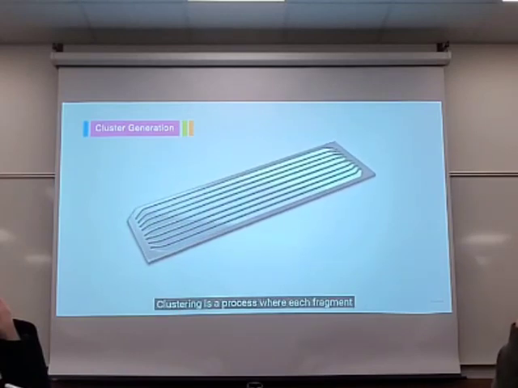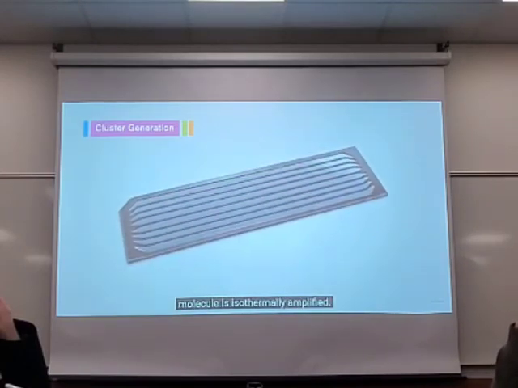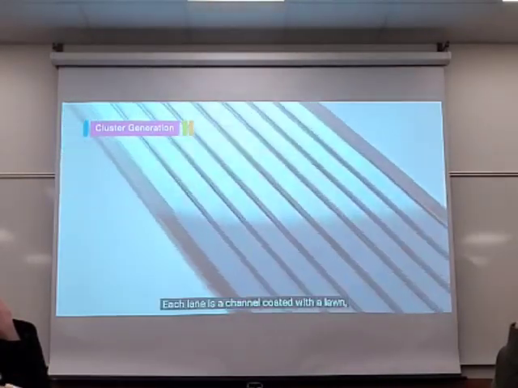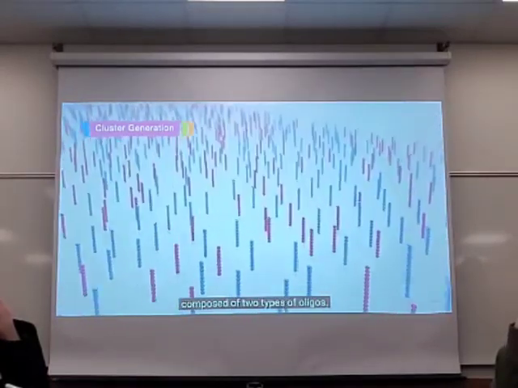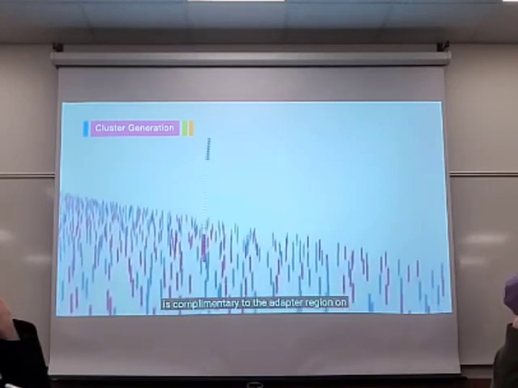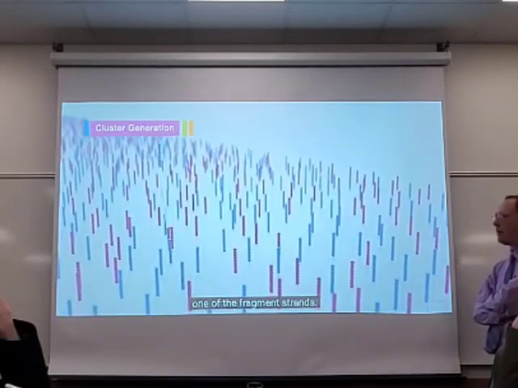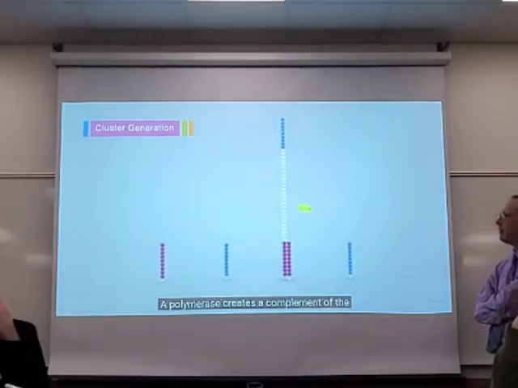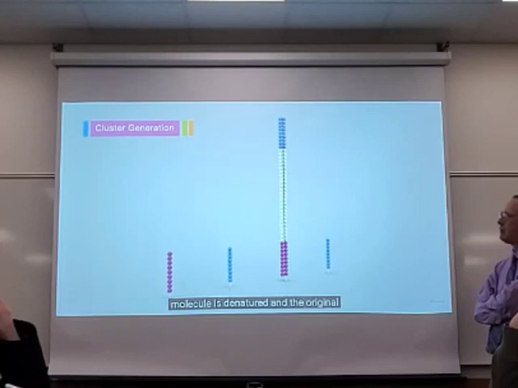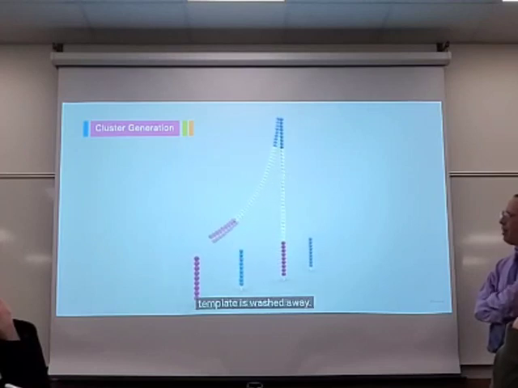Clustering is a process where each fragment molecule is isothermally amplified. The flow cell is a glass slide with lanes. Each lane is a channel coated with a lawn composed of 2 types of oligos. Hybridization is enabled by the first of the 2 types of oligos on the surface. This oligo is complementary to the adapter region on one of the fragment strands. A polymerase creates a complement of the hybridized fragment. The double-stranded molecule is denatured, and the original template is washed away.